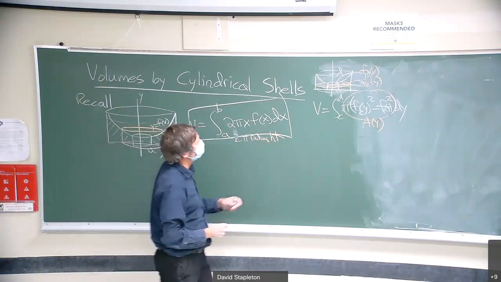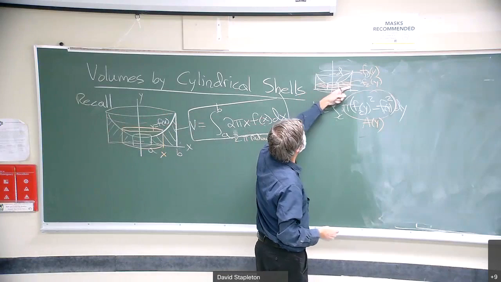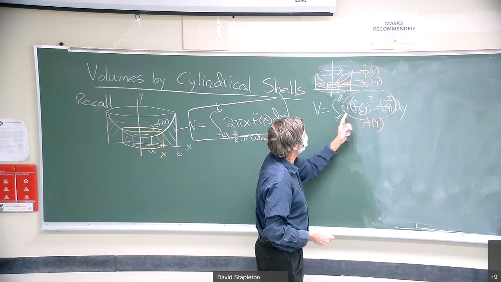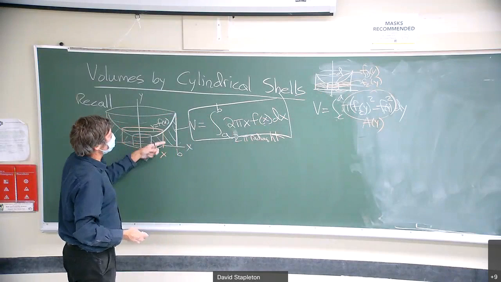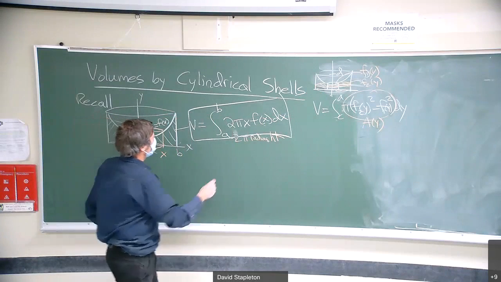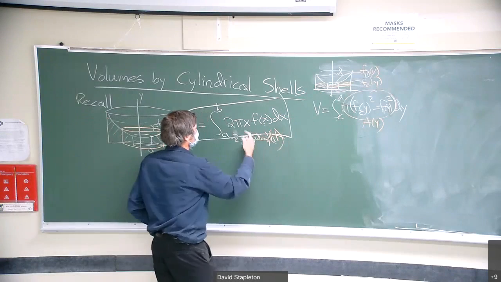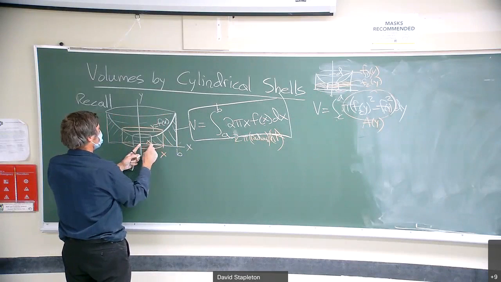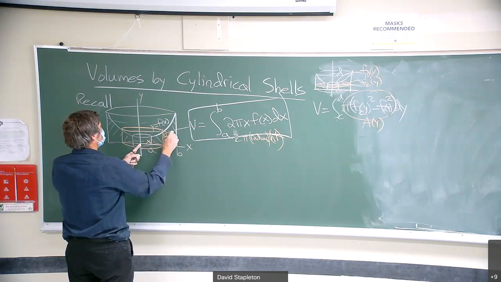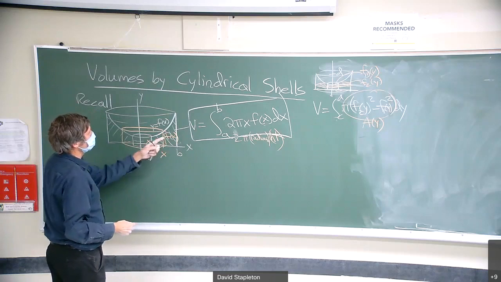Just like to figure the volume by disk, you found the area of the typical disk integrated from c to d here. Now we'll take the area of the typical cylinder and integrate it from c to d, because after all, x is the radius, right? This is the radius of the cylinder, x, and this is the height, f of x, right? So it's 2 pi radius height.